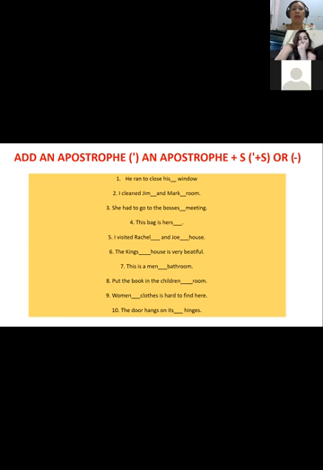El número ocho, put the book in the children's room. Agregamos apóstrofe S para que diga en el cuarto de los niños. Yes. And it's the same for number nine. Es lo mismo para el número nueve, ¿verdad? Women's clothes is hard to find here. La ropa de mujeres es difícil de encontrar acá. Number 10, the door hangs on its hinges. What did you do? ¿Qué podemos hacer ahí? Nothing. No hay necesidad del apóstrofe. Es como el número uno y como el número cuatro. No lo necesita porque ya lleva el possessive adjective its.